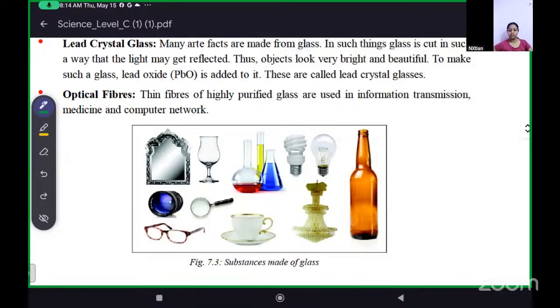Then optical fibers are wires or fibers of highly purified glass, which are used in information transmission, medicine, and computer networks.